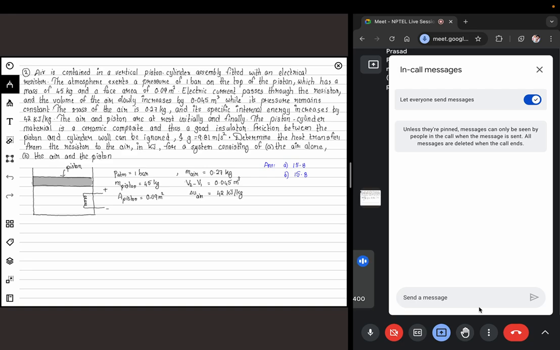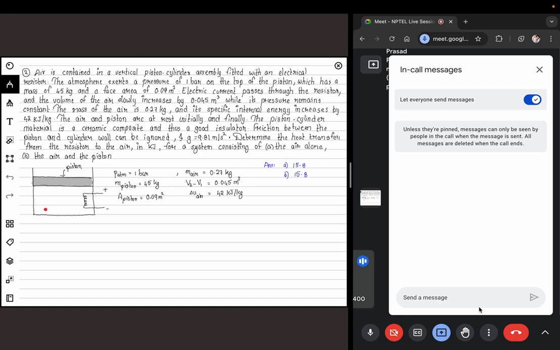So air is contained in a vertical piston cylinder. In the previous case, we had a horizontal piston cylinder as a problem. Now we have a vertical piston cylinder. The difference is, in the previous case, the piston doesn't exert any resistance, but in the present problem, if the piston has a mass, then it will resist the movement of the air.